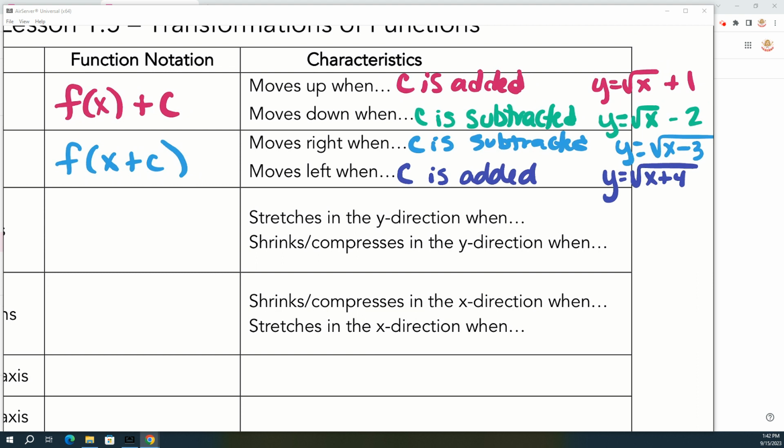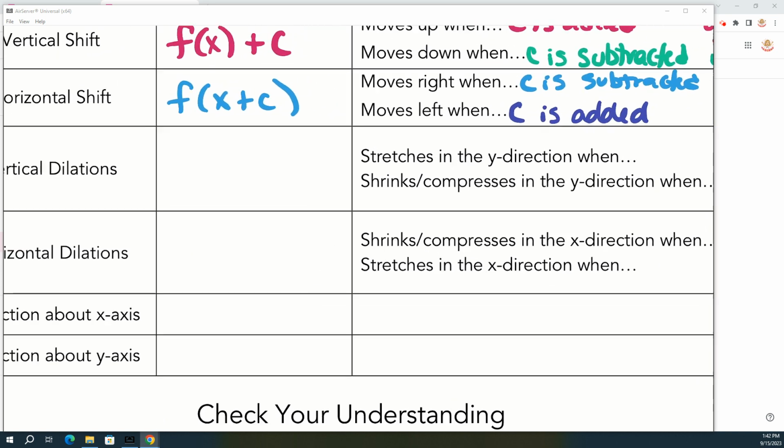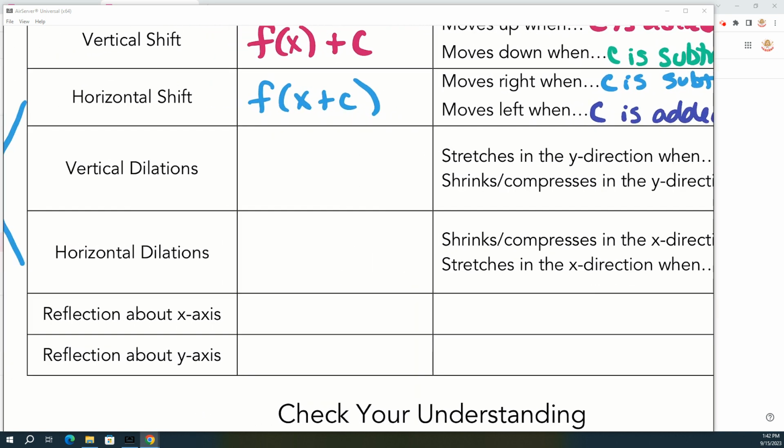All right, and then dilations are stretches and shrinks, however you want to word it. And they happen whenever you're multiplying. And again, anytime there's a vertical change, it's going to happen on the outside. So multiplying on the outside is a vertical dilation. It makes the graph taller or shorter.